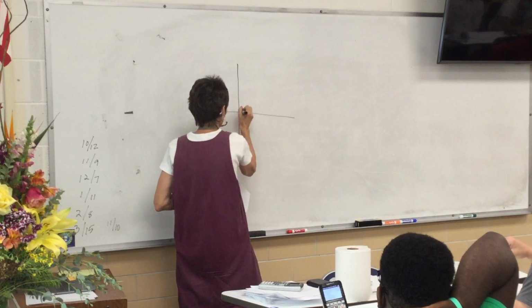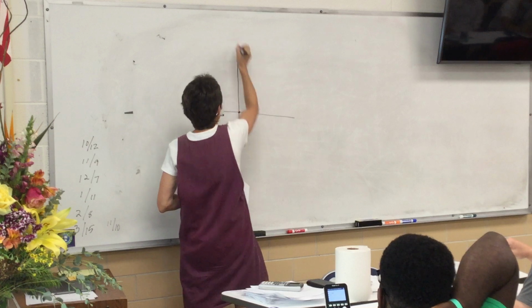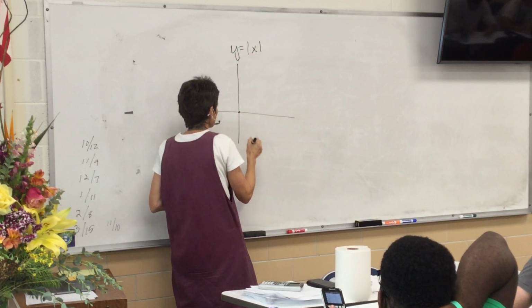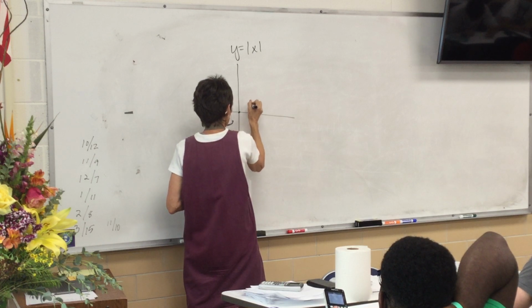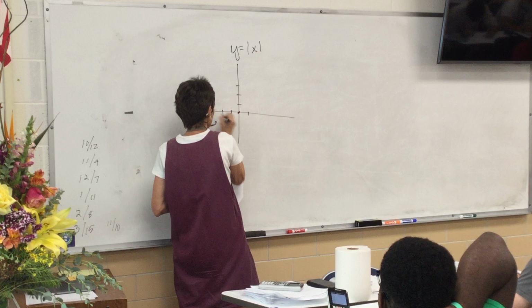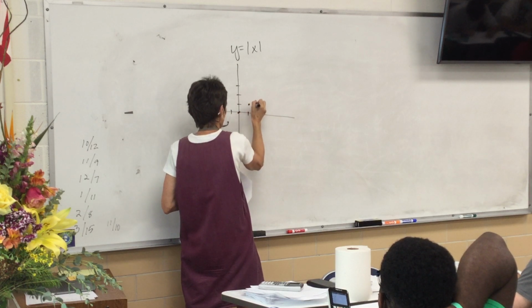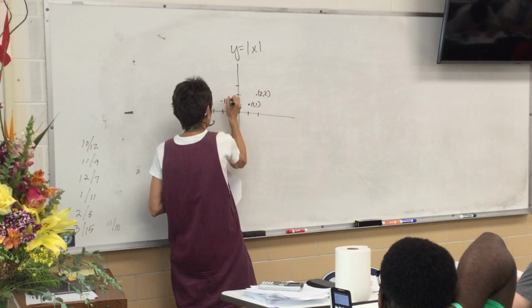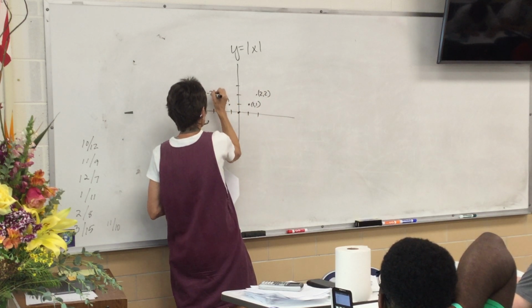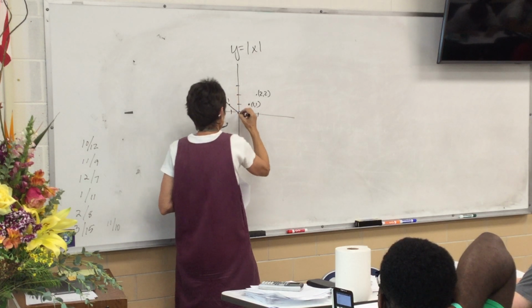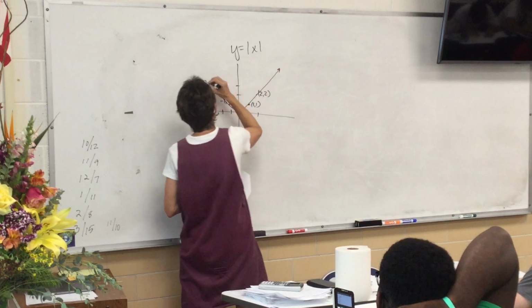Everybody knows what that looks like, right? y equals absolute value of x. And if I actually plotted some points here, you know it's a V. This would be (1, 1), (2, 2), (-1, 1), (-2, 2). Everybody okay with those points? And then connected, there's your nice little V.